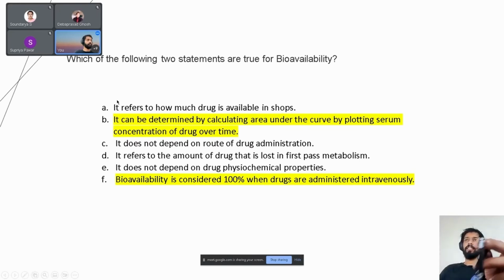For some reason, I don't know how many of you have answered the first option, but on the website somehow it says that it refers to how much drug is available in the body is also a correct answer, but it's not. It does not depend on the route of administration. It does not refer to the amount of drug that is lost in first pass metabolism. So it depends on the drug's physicochemical properties.